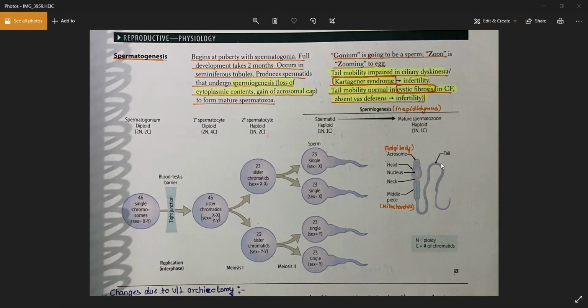And does anyone remember one disorder where you have the loss of mobility? Kartagener syndrome. And what is the defect in that? Dynein arm. Dynein arm defect. Yes. This tail part contains a dynein arm that has the ATPase. So energy from the mitochondria will be utilized by this tail for movement with the help of ATPase. If it is not present, you will get immotile sperm, so you will get infertility.